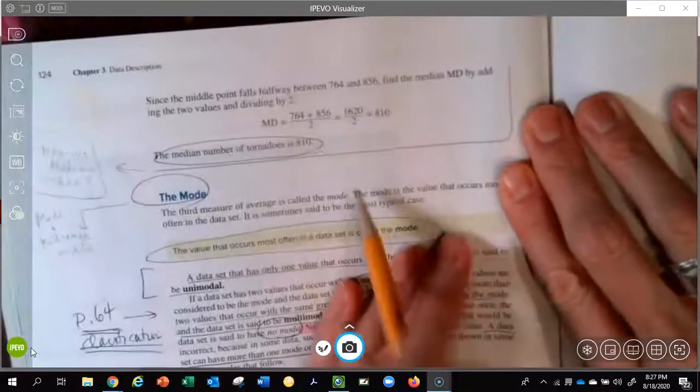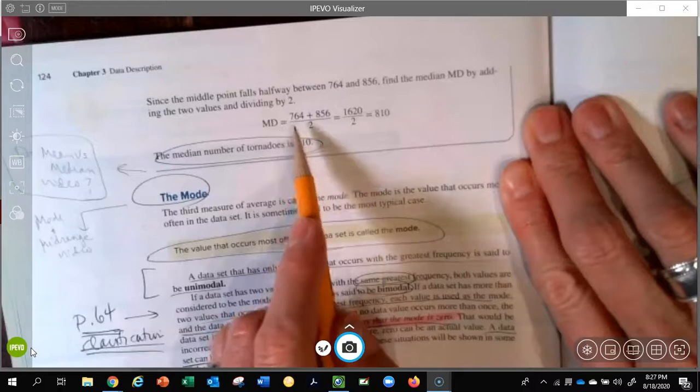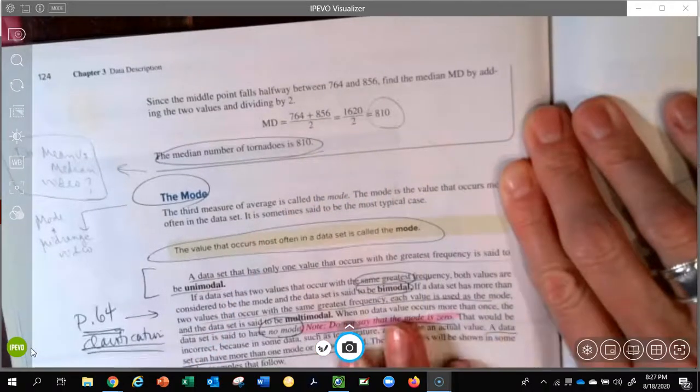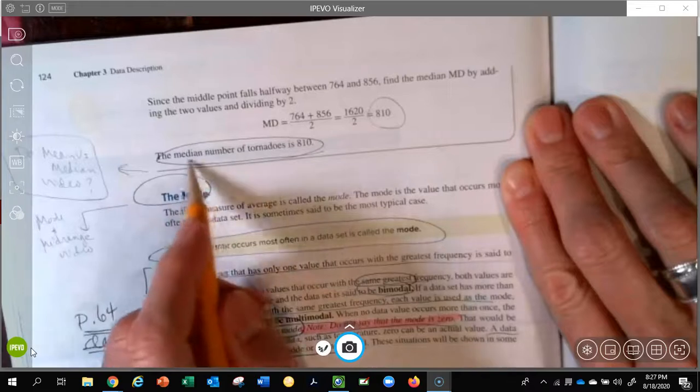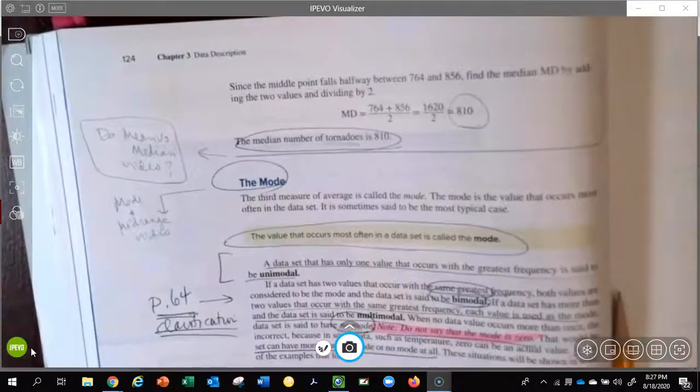So they go ahead and work it out for us, and this is the one I'm suggesting you do by yourself without your notes. When they add those 2 middle ones and divide by 2, we find the median's 810, and this was talking about tornadoes. So that concludes talking about median.